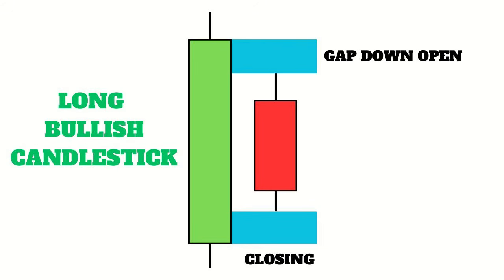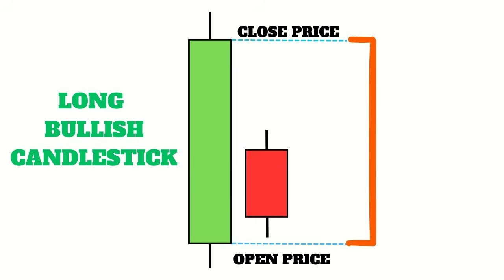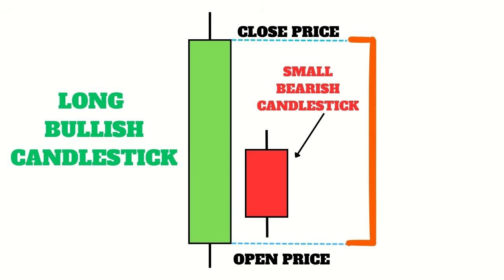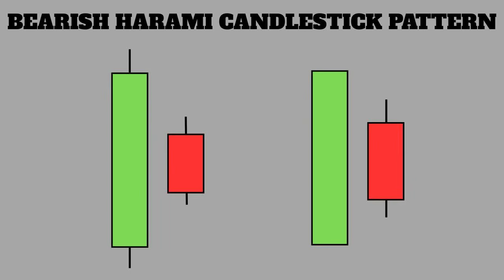If this second candle is very small, this candlestick pattern will work very well. The most important thing to keep in mind in this candlestick pattern is that the second candle must be completely between the open price and the close price of the first candle. This second candle should be a small bearish candlestick. The bearish harami candlestick pattern can appear in two ways on the chart. You can see both types in the video. Both of these work in the same way.